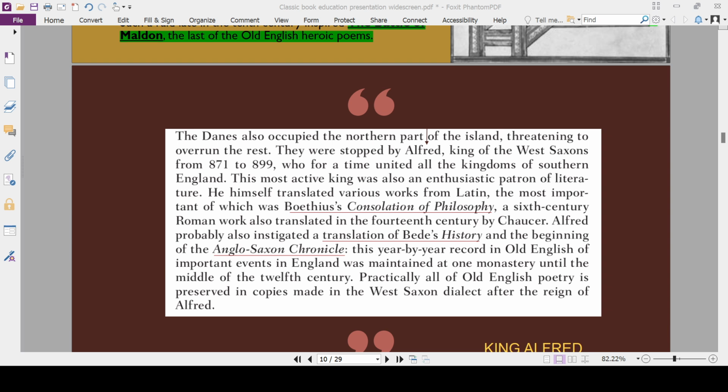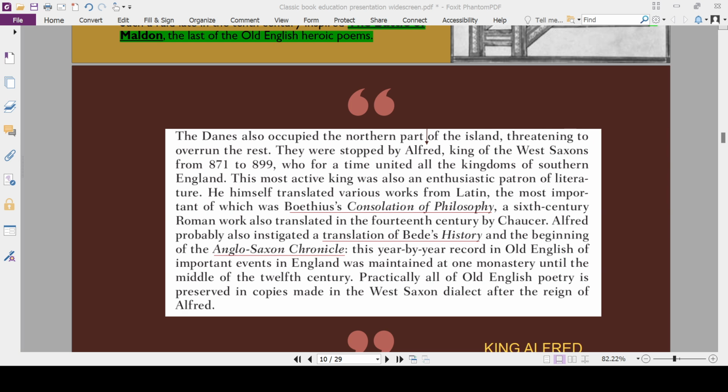And as you can see here, and I've underlined them for you, his literary contributions extended to translations from Latin, the most notable of which was Boethius's Consolation of Philosophy, which is a 6th century Roman work that centuries later, I apologize, Geoffrey Chaucer also translated in the 14th century. Alfred's patronage likely extended to the translation of Bede's history as well, further underlining his role in the shaping of the literary landscape and literary prose.